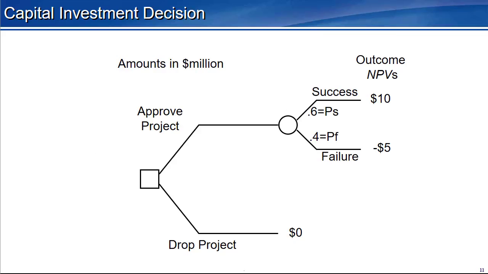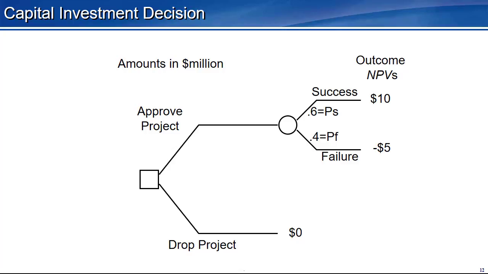Let's take a quick look at a simple decision tree model of a capital investment decision. The decision is to approve or drop a project. For simplicity, we have only two possible outcomes: success or failure. Success, NPV, is worth $10 million, net of investment cost and taxes. Failure, NPV, is minus $5 million, losing the investment cost after effective taxes. A subject matter expert judges the probability of success, PS, at 60%. The bottom branch is a drop or do-nothing case for comparison and has 0 value.